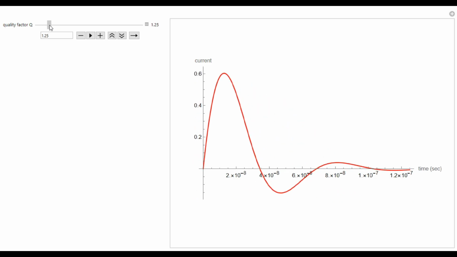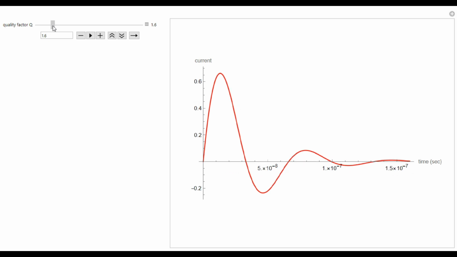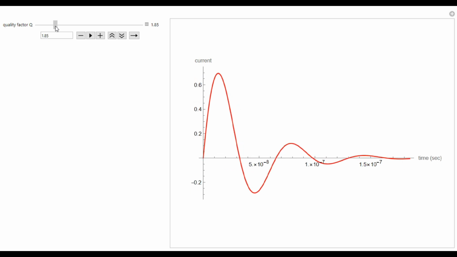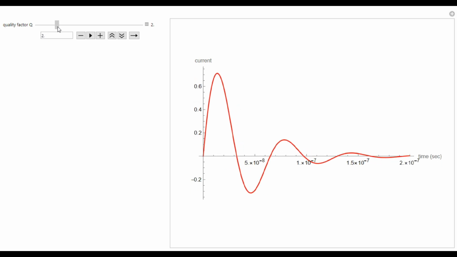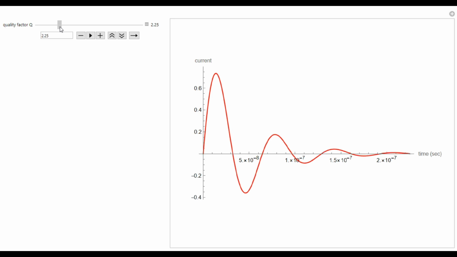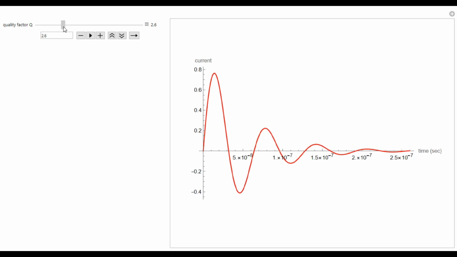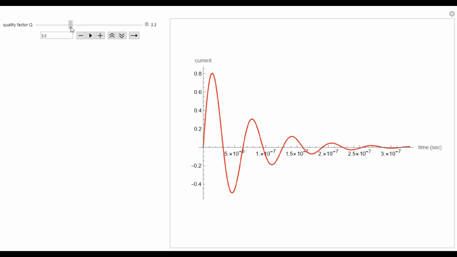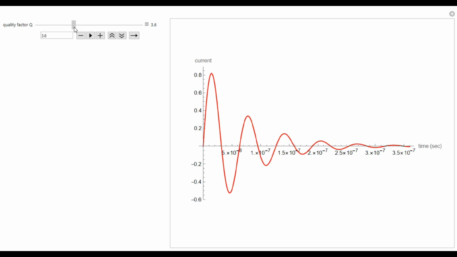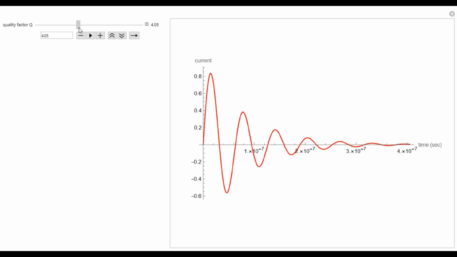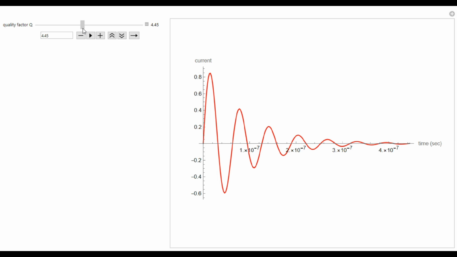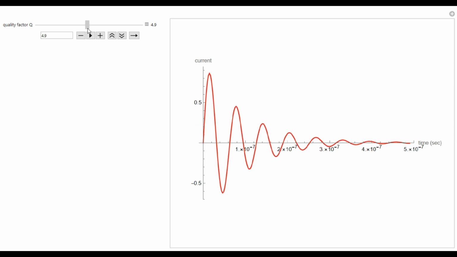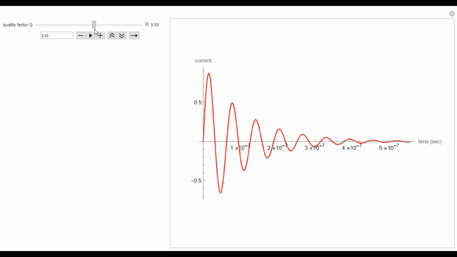Today, we'll explore how a simple circuit made of a resistor R, an inductor L, and a capacitor C behaves over time. Specifically, we'll look at how the quality factor, or Q factor, determines whether the circuit is overdamped, critically damped, or underdamped. By the end of this video, you'll understand why the Q factor is so important and how it shapes the behavior of the current in the circuit.